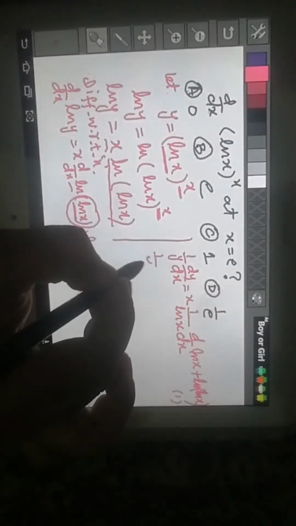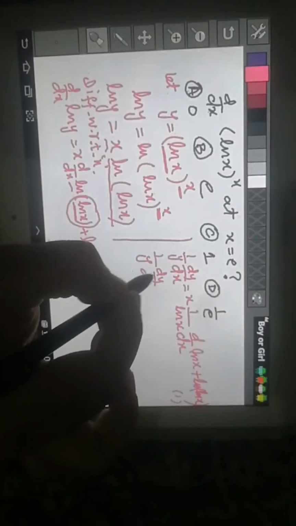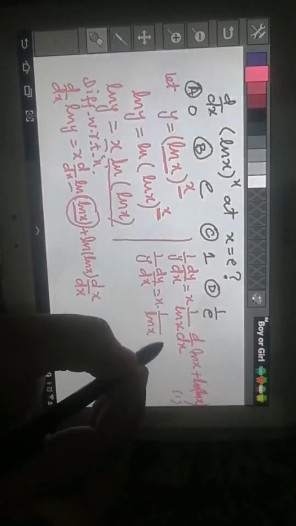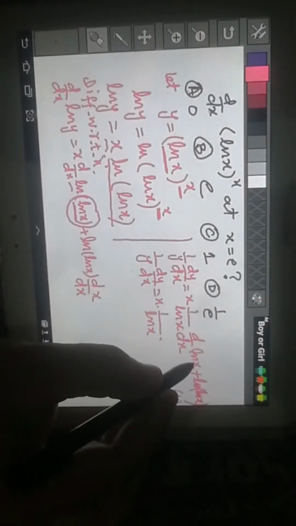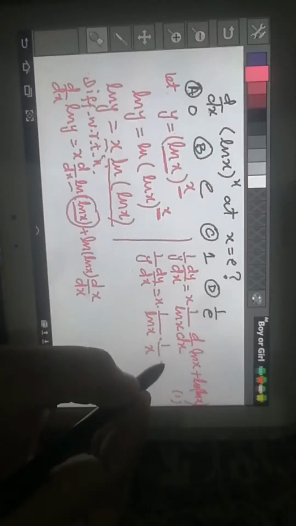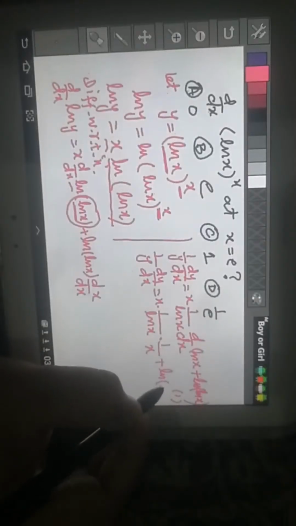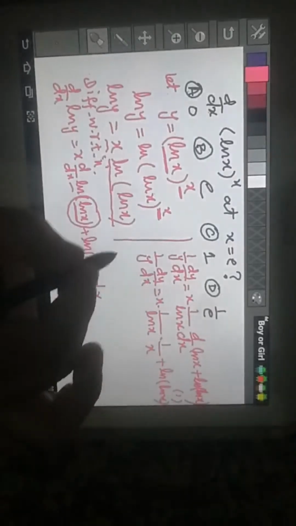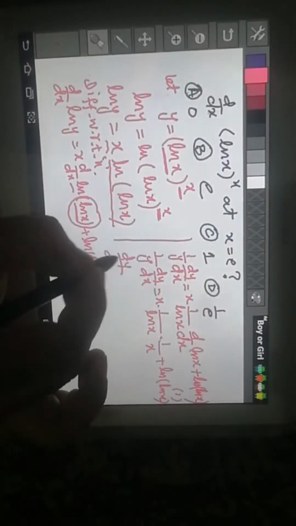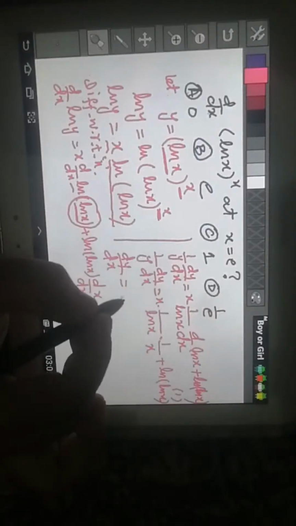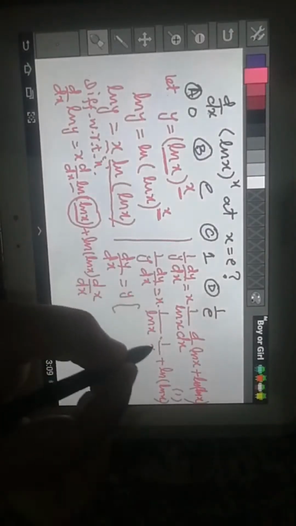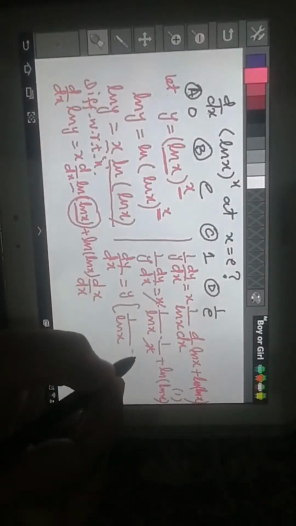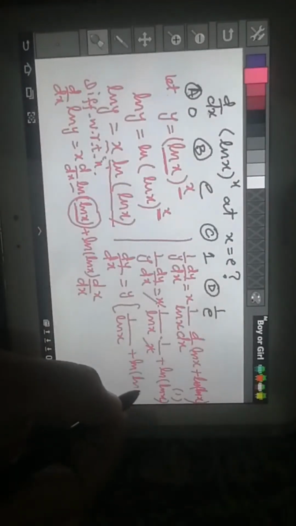So 1 by y dy by dx, here it is x, 1 by natural log of x, the natural log of x derivative is 1 by x, plus natural log of x. 1 doesn't contribute in multiplication. So here dy by dx is equal to, shift this y on that side, it appears here. This x cancels this x, 1 by natural log of x plus natural log of x.